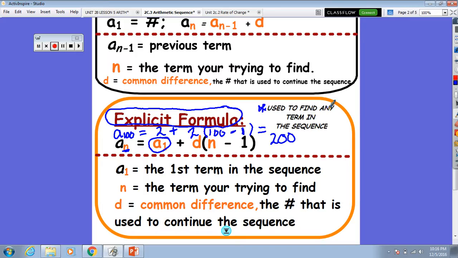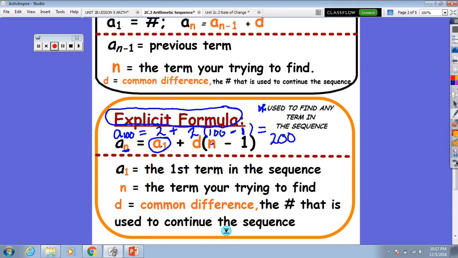Okay, so notice what I put here. This is used to find any term in the sequence. So if I ask you to find the 1000th term, then the first term goes first, the pattern number goes second, and N is whatever number I ask you to find. So if I ask you to find the 1000th term, N would be 1000. If I ask you to find the 50th term, N would be 50.